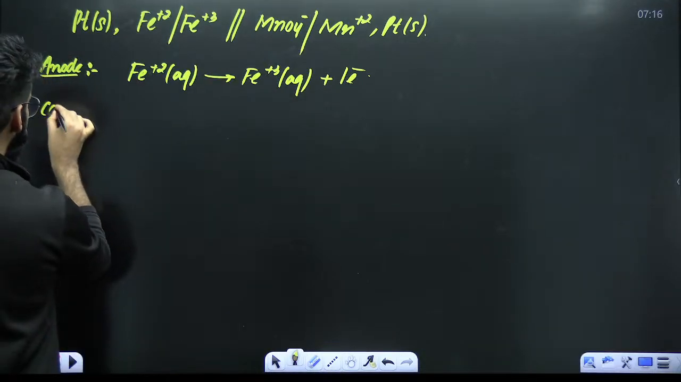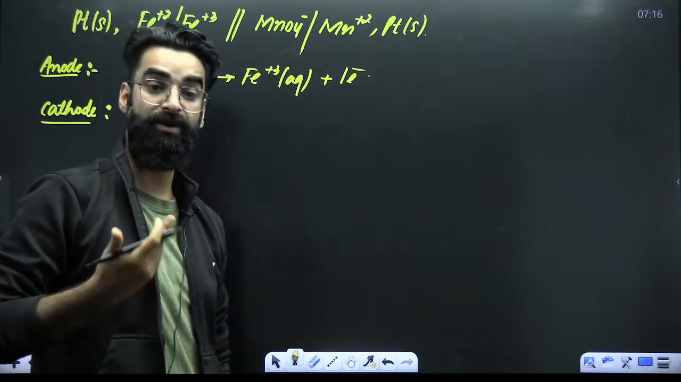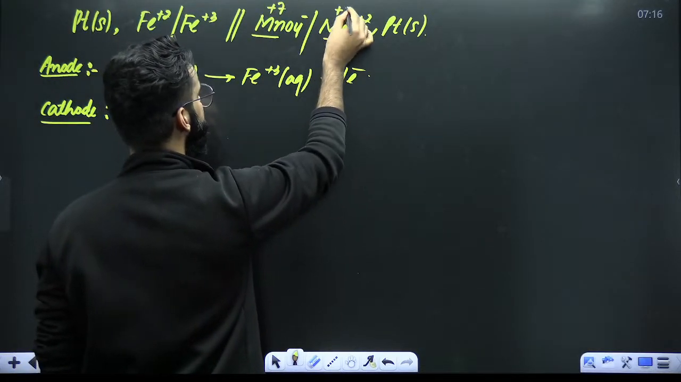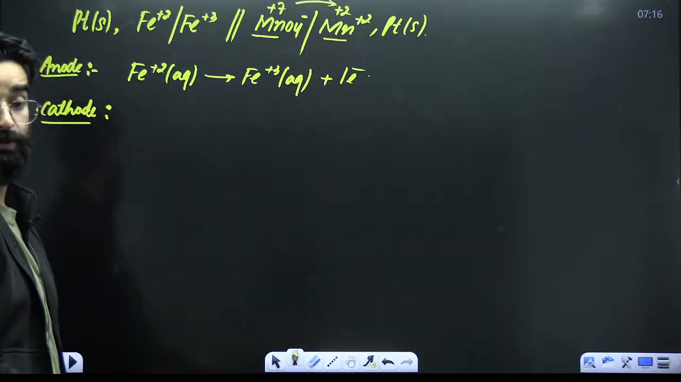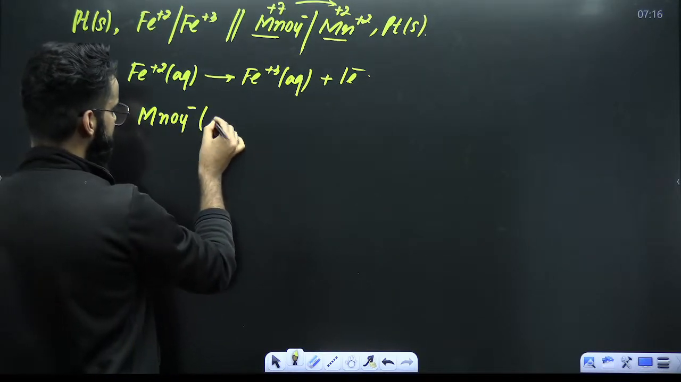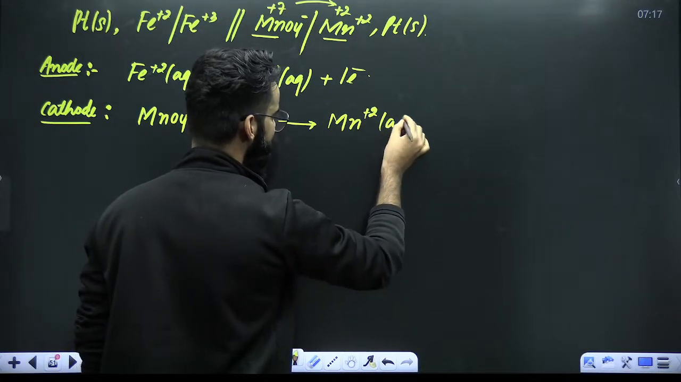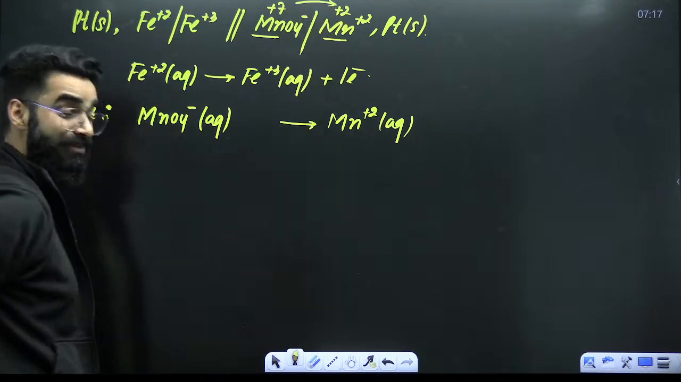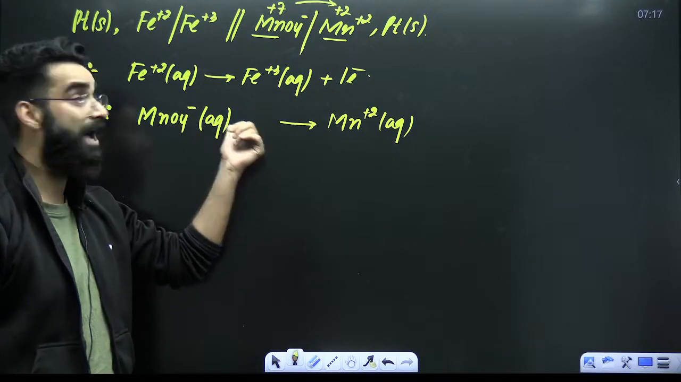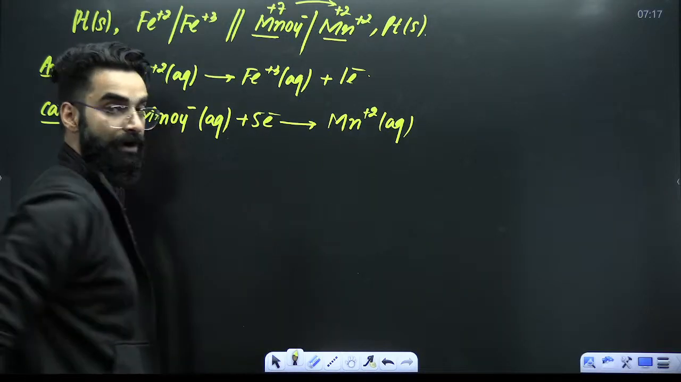Now, if I ask you what is going to be the reaction at cathode, you know, at cathode, reduction takes place, gain of electrons. Now, my dear students, the oxidation state of manganese here is plus 7. Plus 7 to plus 2, decrease in the oxidation state. Decrease means reduction. So basically, at cathode, MnO4 negative will finally be getting converted into Mn dipositive. How many electrons will be gained? Final oxidation state minus initial. So it will be gaining 5 electrons. Then only it will be getting converted to Mn dipositive.